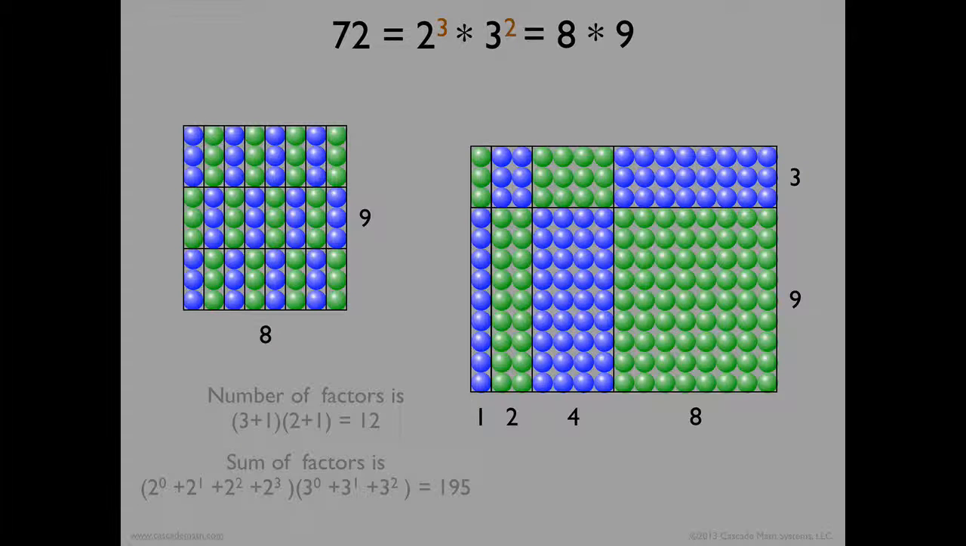And note that we've got a rectangle, so it's fairly easy to see how many we have so far. It's 3 plus 9 times 1 plus 2 plus 4 plus 8. So we're starting to get something that looks like the sum of the factors formula.